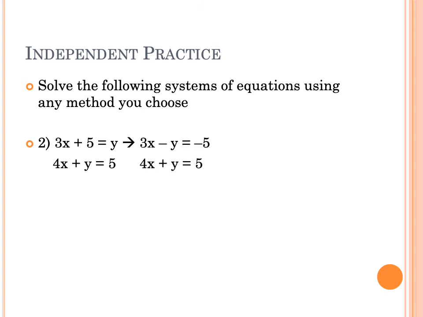I rewrote it in standard form, and the nice thing about doing that is it was already in a very conducive form for linear combinations and eliminating. When you add the two, the y's cancel nicely. When you do that, you get 7x equals 0. Plug back in, and you get y equals 5. And I think that if you had substituted the y equals 3x plus 5 to start, that probably would have been just as easy. But I wanted to show you the linear combination way as well.